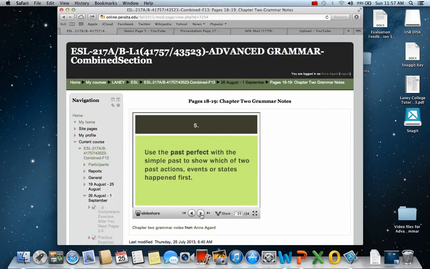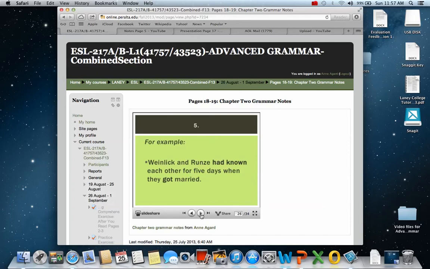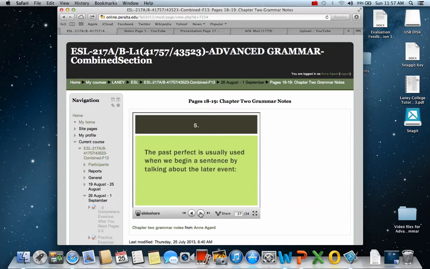Use the past perfect with the simple past to show which of two actions, events, or states happened first. For example, Weinlich and Runza had known each other for 5 days when they got married. So they got married is in the past, and this happened before that. The past perfect is usually used when we begin a sentence by talking about the later event. For example, by the time the wedding day arrived, Weinlich had prepared everything. So here's the simple past for a past event, and then this happened before.